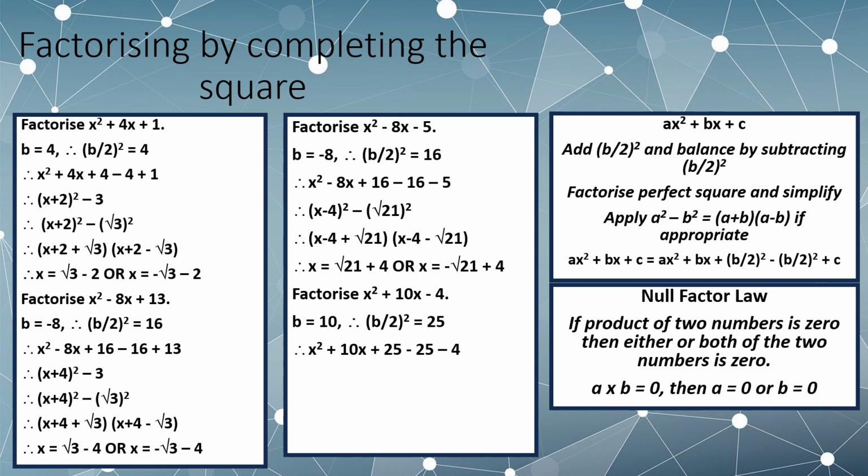Again, incorporating both lines into the next step, we have x plus 5 squared, subtract the square root of 29 squared, which gives us x plus 5 plus the square root of 29 multiplied by x plus 5, subtract the square root of 29. Which leaves us with, once applying the null factor law, x is equal to square root of 29, subtract 5, or x is equal to negative square root of 29, subtract 5.